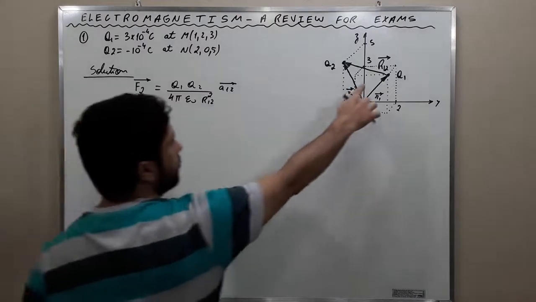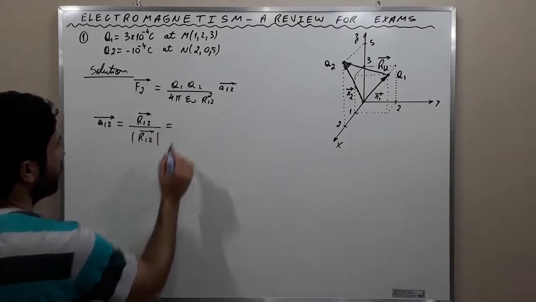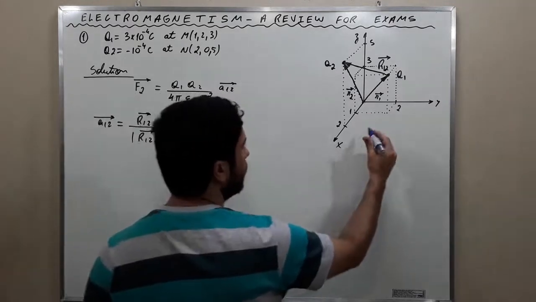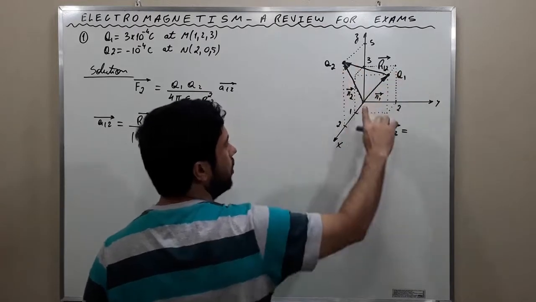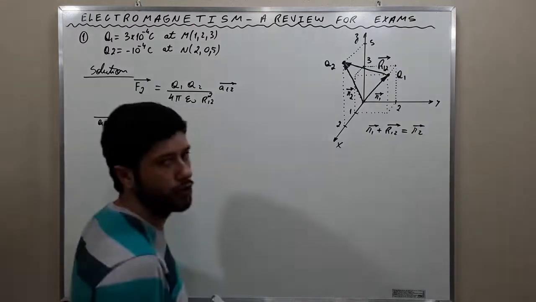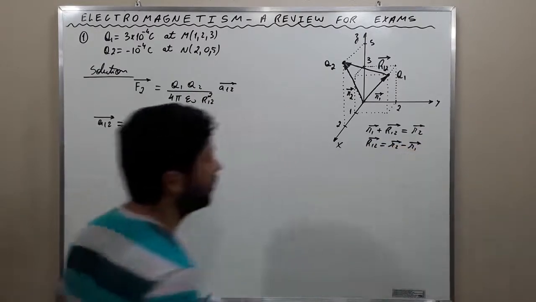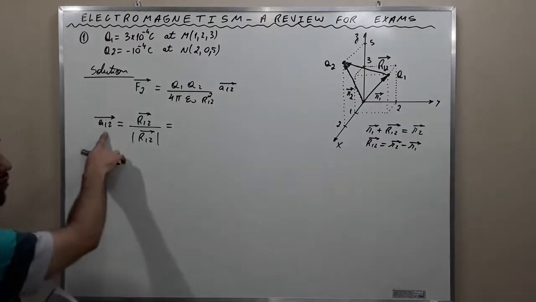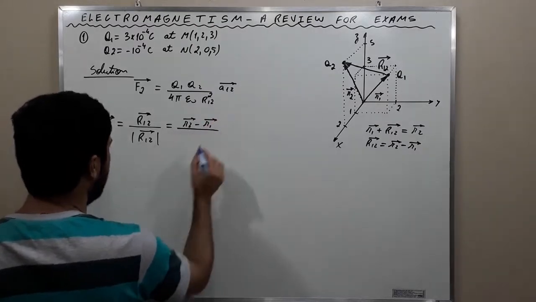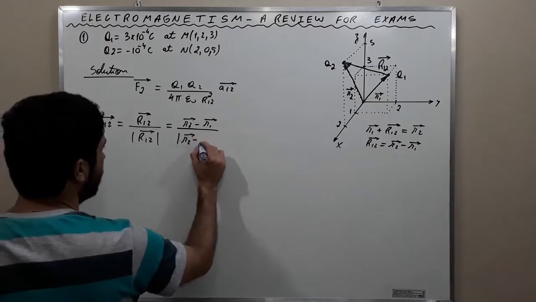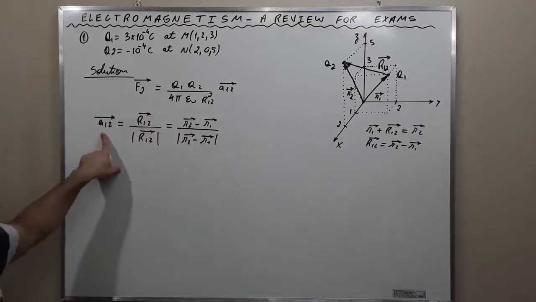R12, this vector here, divided by its magnitude. And since we have that R1 plus R12 is equal to R2, which means that R12 is equal to R2 minus R1. We are going to use this, so this unit vector here can be written as R2 minus R1 divided by the magnitude of R2 minus R1. It is the vector divided by its magnitude, because this is a unit vector.